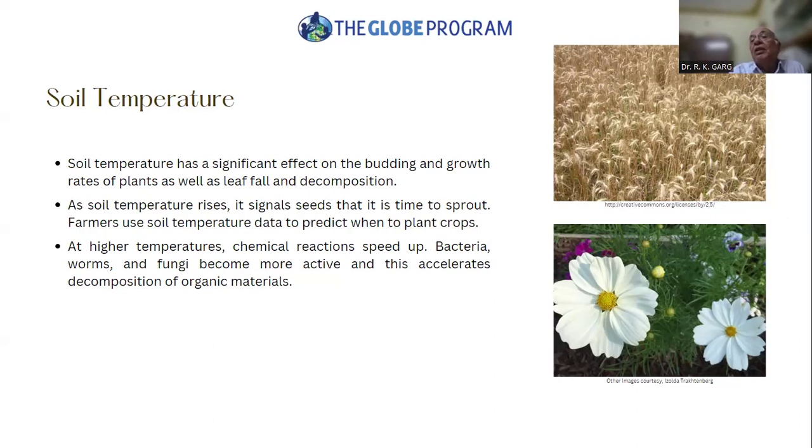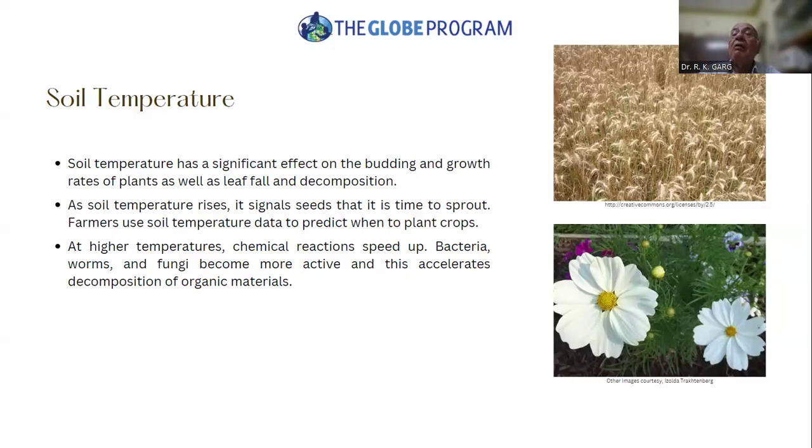Similarly, in desert areas, they will start the agricultural activities and the germination of the seeds once the rainy season starts. So with higher temperature, the chemical reactions speed up. Now here, please don't confuse the word higher temperature. Higher to what? Higher than 10 or 15 degrees Celsius. Because for any chemical reaction, in general, 25 to 35 degrees Celsius is considered the best temperature. So a temperature higher than 10 degrees Celsius will actually speed up the chemical reactions.